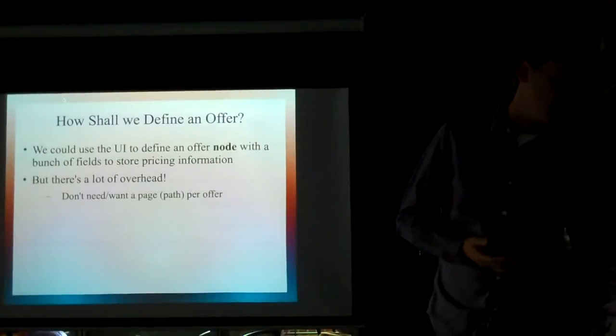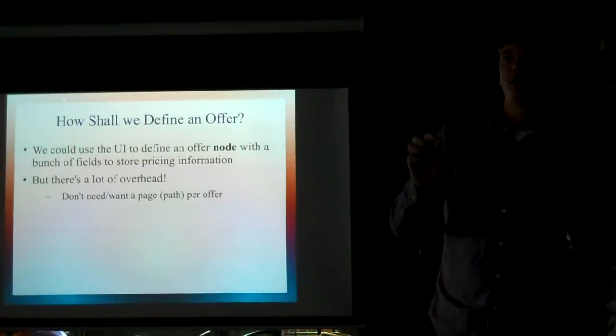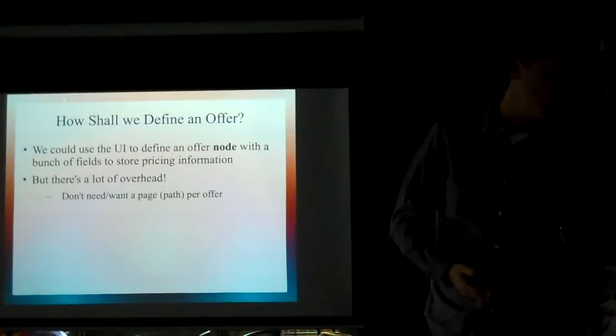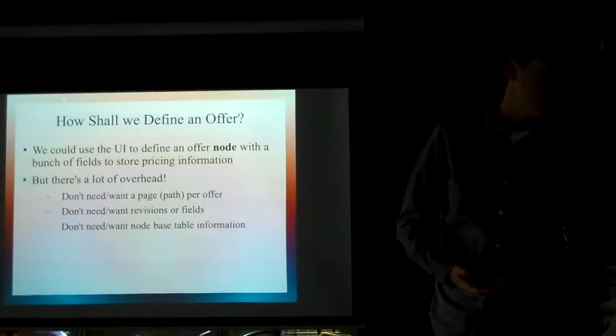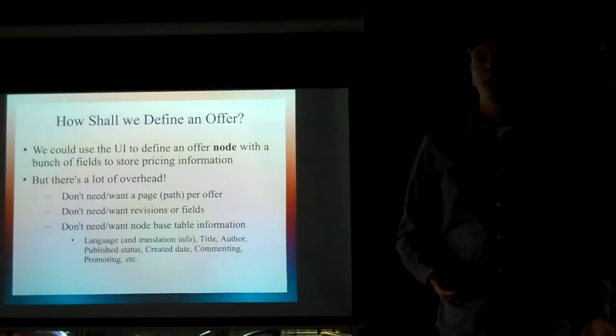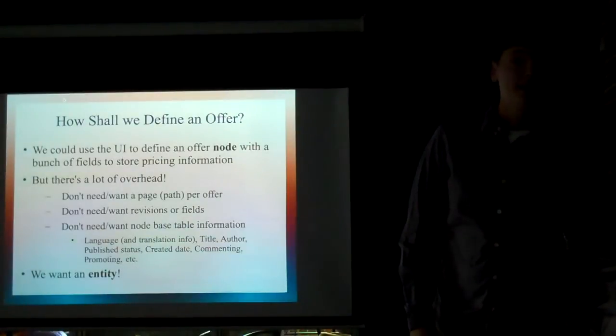A few other things. In the case of offers, we don't need or want a page per entity, so we don't want a path for each offer. There's no reason for us to have a single price and information about that price on each page, which is by default how you would get it using the node system. We don't need or want revisions or fields. They're not useful in this use case. We don't need or want all that node base table information. It's just a bunch of information we're not going to use, and so it's going to be clogging up the database, dragging down performance, etc. So what we want is an entity.